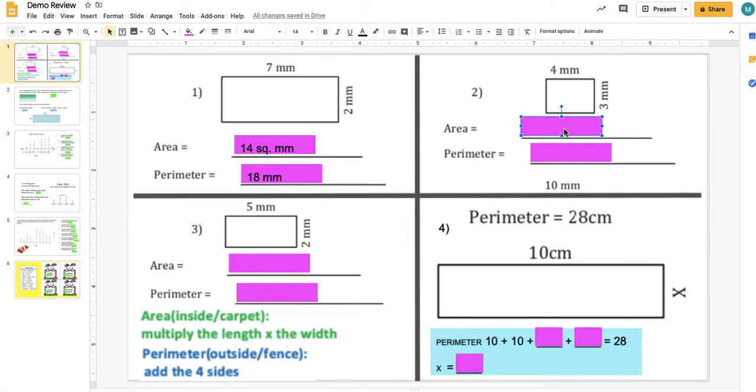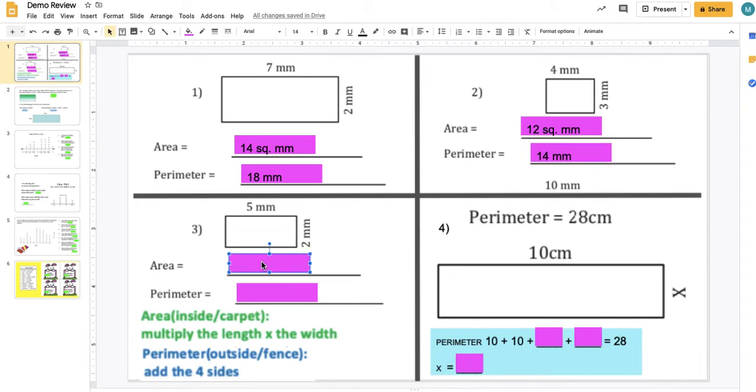In number 2, again, the area formula, length times width. 3 times 4 should give me 12. It will be square millimeters. I click in the text box. In the perimeter, I'm going to add the 4 sides. 4 plus 4 gives me 8. 3 plus 3 gives me 6. And 8 plus 6 would give me 14.